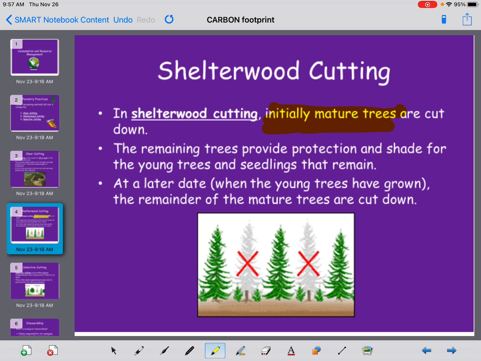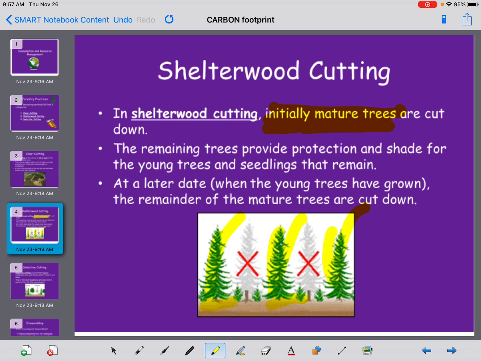The advantage of this, of course, is you're still leaving the trees behind that are able to keep the habitats going for that particular forest community. When you're doing this, it's great for the environment because you're still allowing for the habitats to be maintained, and you're still allowing the younger trees time to grow.